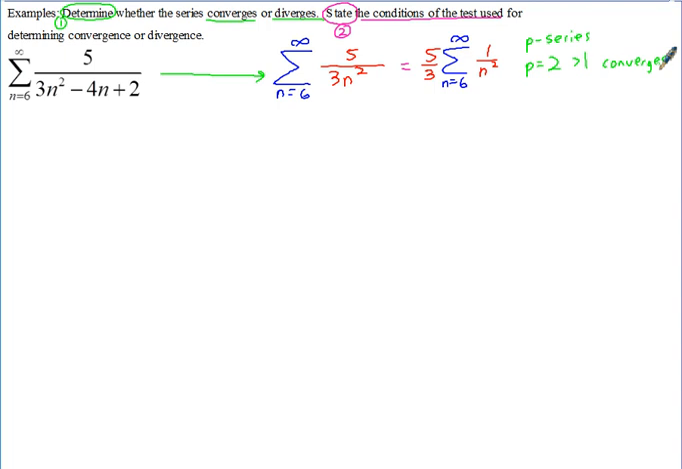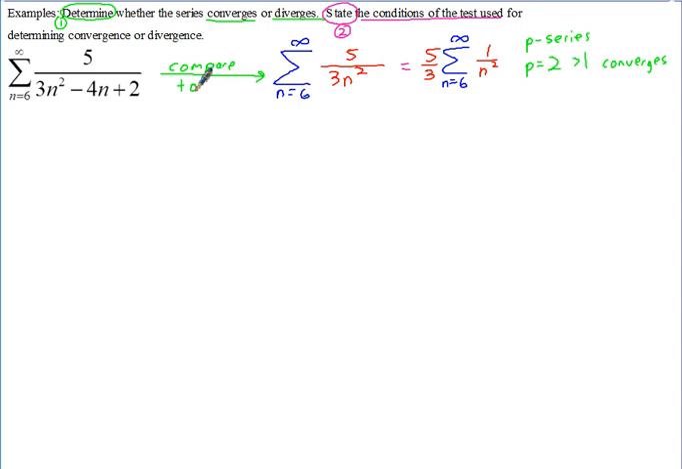So what we've done so far is compare it to this one, but we haven't decided whether to use the direct comparison test or the limit comparison test. So can we easily tell whether this one's always larger or smaller than this one? Not really, because we've got a minus 4n and then a plus 2. So depending on what n is, that could determine which one's bigger or smaller. So when that's the case, that's where you want to use the limit comparison test. So we're just going to compare it to this.